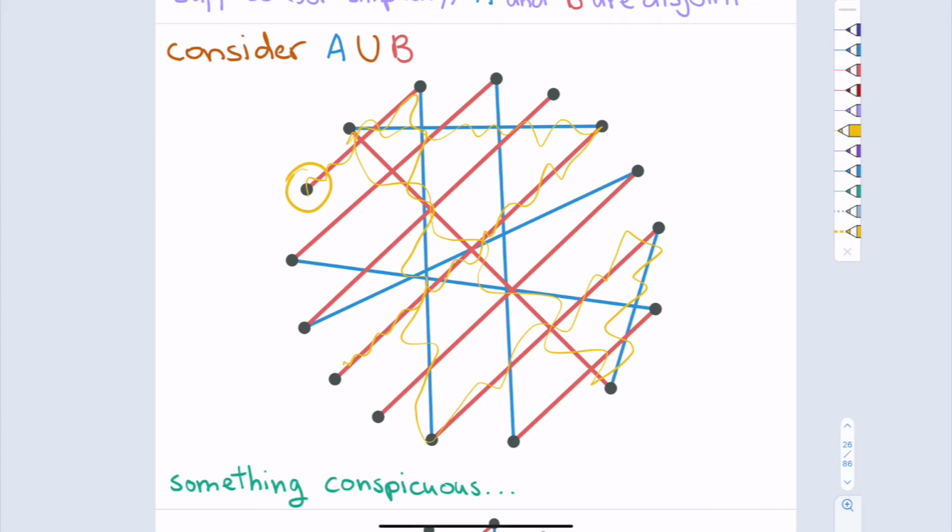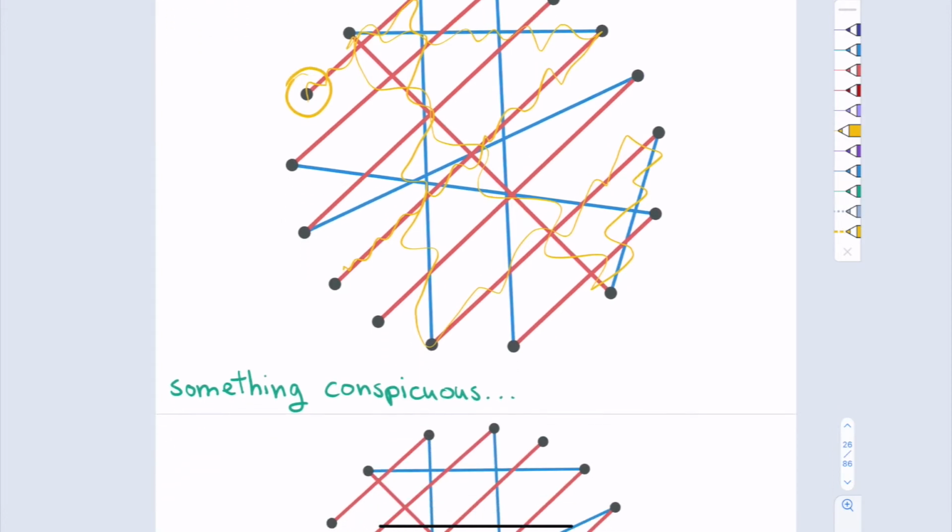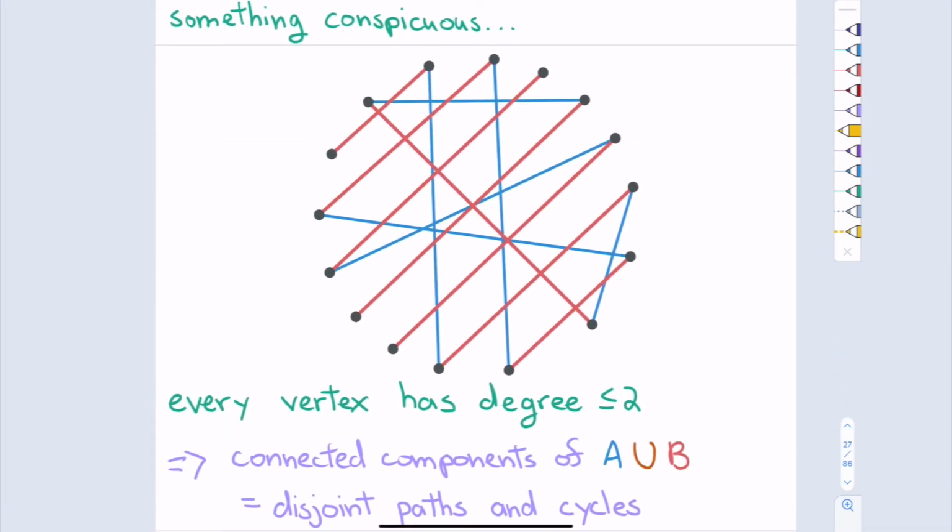So one thing going on is that the maximum degree in this graph is at most 2. Because for any vertex I can take at most one red edge and one blue edge, since red can only have one edge incident to a vertex, and blue can only have one edge incident to a vertex. So if I take the union of two matchings, I always get a degree 2 graph. And it's always going to be alternating colors as you walk around the path. So a degree 2 graph can always be decomposed into paths and cycles.